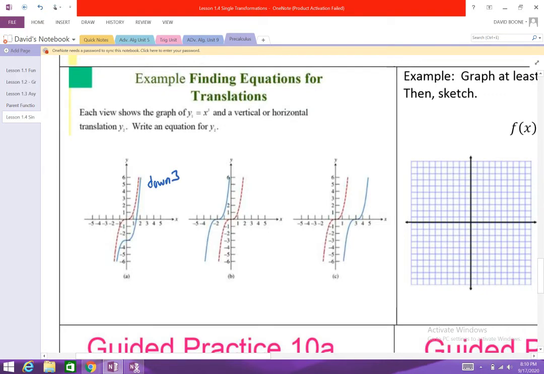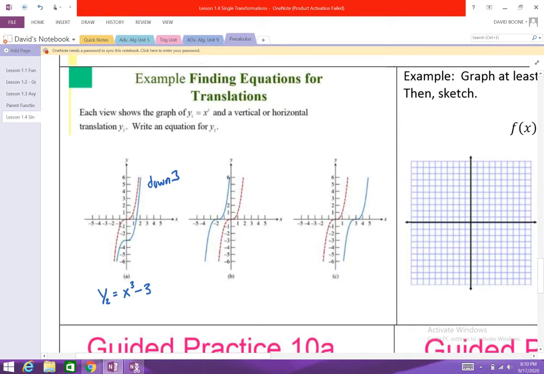If I move up and down, that's not in the parentheses with the x. So I'm going to write this as y sub 2 equals, and I've got the x to the third, because it's not moving left or right. I'm not doing anything inside with that x in parentheses. I'm just moving it down 3.